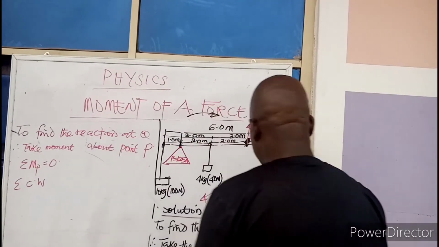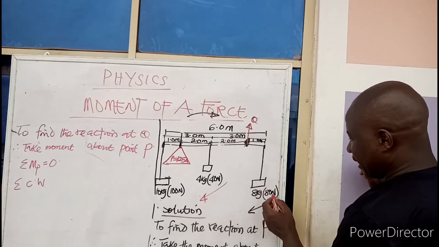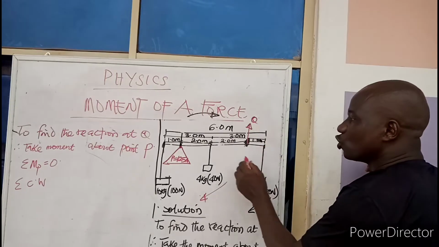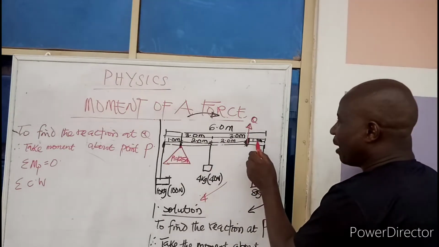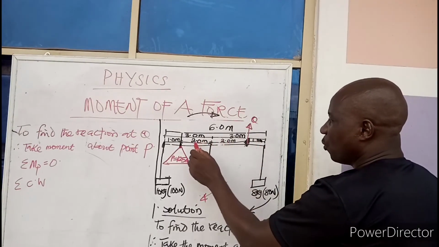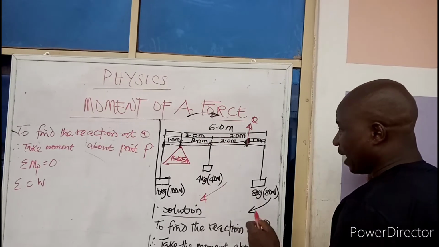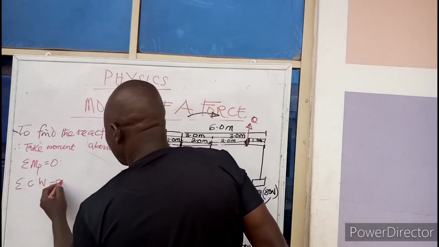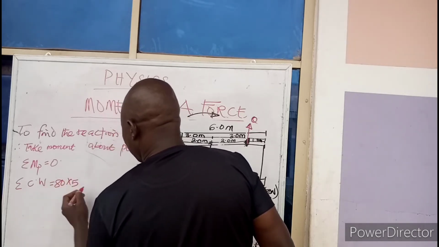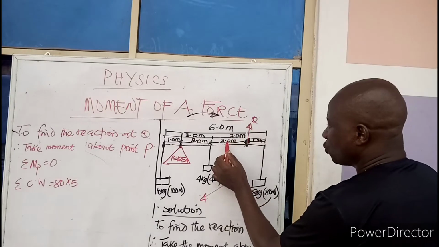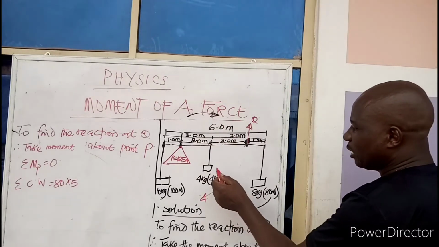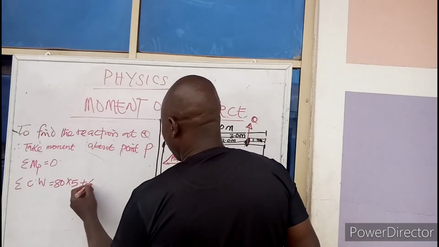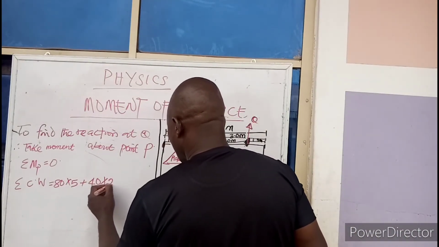Let us now see this 80. This 80 Newton, what is the distance from where it is hung to where the body is turning? We have 1 here, we have 2 here, we have 2 here. So it's going to be 5. So it's now going to be our clockwise moment here. We now have 80 times 5. That is 1 plus 2 plus 2. That is 5. Then this one too is going the same way. 40 times 2. That is plus 40 times 2.